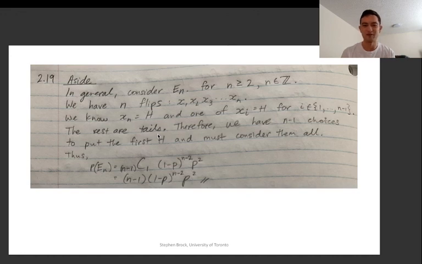invoke your knowledge of combinatorics that hopefully you learned back in high school. So if we have n minus 1 choices for H, it can be in the first position all the way up to the n minus first position. And so that is n minus 1 choose 1, that kind of notation. Times, we know we have n minus 2 tails, and we have 2 heads, so that's where our p squared comes in. And so the probability of E_n is actually n minus 1 times 1 minus p to the power of n minus 2 times p squared. And that's just the general formula for E_n.